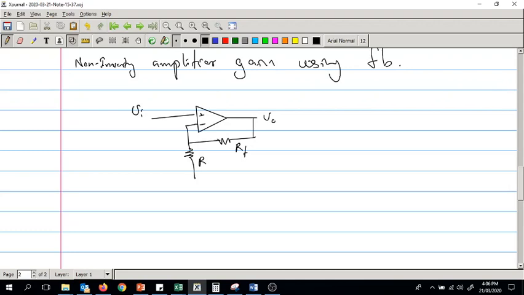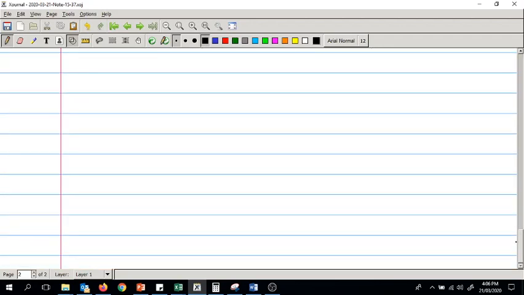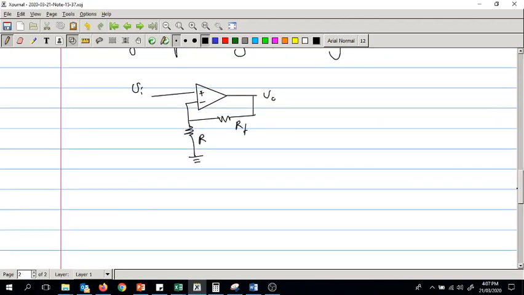Right, now the feedback network beta. Let's take out beta, comprised of the two resistors R and RF. So this is V out, and this is VF, right? That's what we want. Feedback voltage.